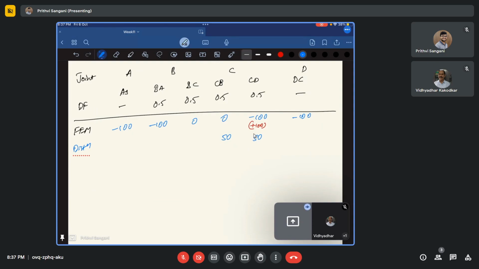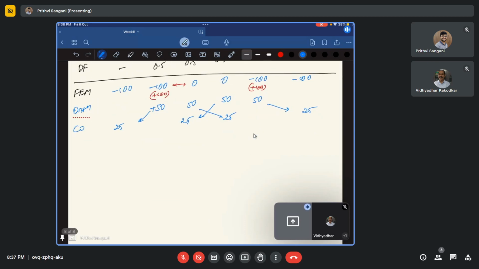Similarly at joint B, BA plus BC, the net moment is again minus 100. So I need to apply plus 100 to make that net moment 0. If I apply plus 100, it is going to divide between BA and BC as 50 and 50. Next we have a carryover. This will carry over to BC as 25, and this as 25, and this as 25, and this as 25. So now it is 25 everywhere.